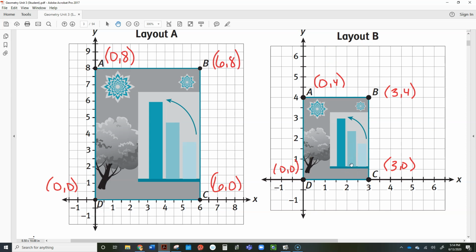Question number 3, what relationship do you notice between these coordinates? 0, 8 compared to 0, 4. What do you notice from the coordinates 6, 8 to the coordinates 3, 4? What do you notice? 0, 0, 0, 0 didn't change. 6, 0, 3, 0. I don't know about you, but what I noticed is that all coordinates, I'm going to abbreviate because I'm too lazy to write the whole word, all coordinates are half. All right, so that's what I noticed.